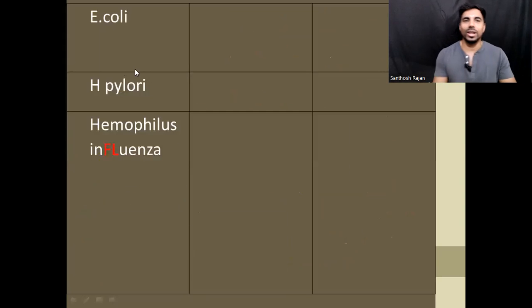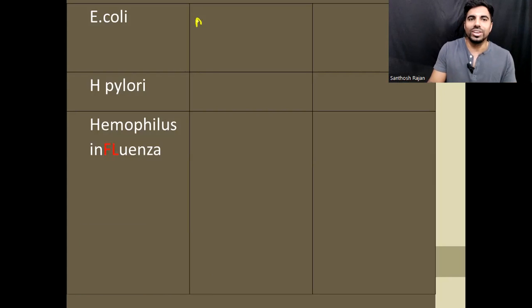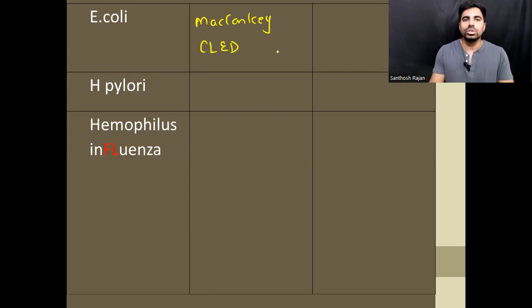Now let's go to E. coli. For E. coli, I have nothing specific. We can use any culture media, but usually for E. coli, MacConkey is sufficient. Or, specifically for urine, we can use CLED media, which we are going to come to now. So in MacConkey agar, you differentiate what? Lactose fermenter or non-lactose fermenter.